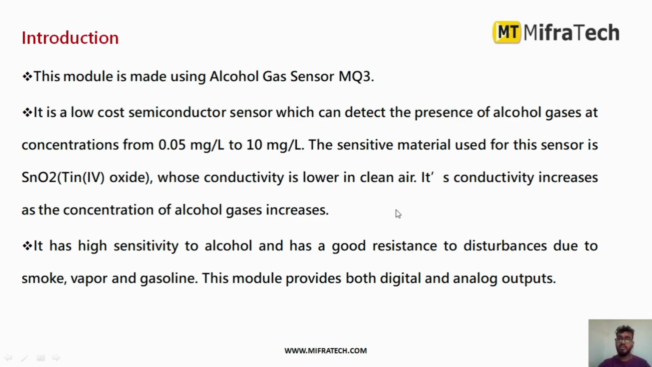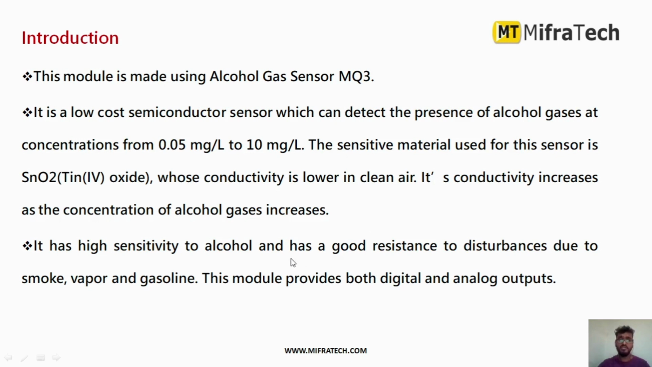The sensitive material used for this sensor is, as you can see, tin oxide, SnO2. This SnO2 tin oxide is what we use in order to detect alcohol, and its conductivity is lower in clean air. So in clean air, the sensitivity of this SnO2 will be low. Whenever alcohol is present, its conductivity increases. So depending on the increase in conductivity, it detects the concentration of alcohol.